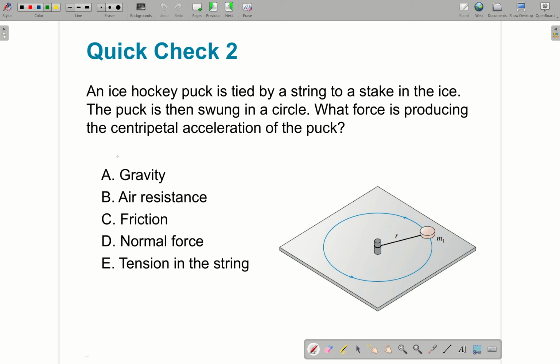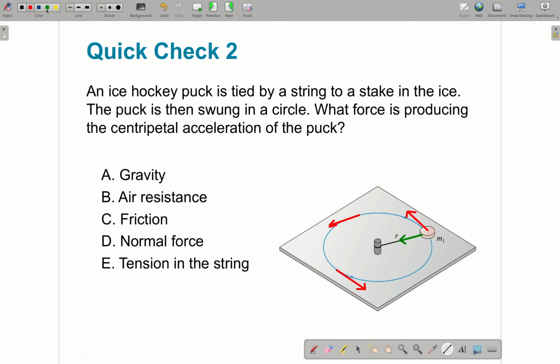For example, here. An ice hockey puck is tied by a string to a stake in the ice. The puck is then swung in a circle. What force is producing the centripetal acceleration of the puck? Here we have a clue. We know the puck is doing uniform circular motion, and it has an acceleration towards the center, and its velocity would be perpendicular to that acceleration, or tangential to the circle at any point.